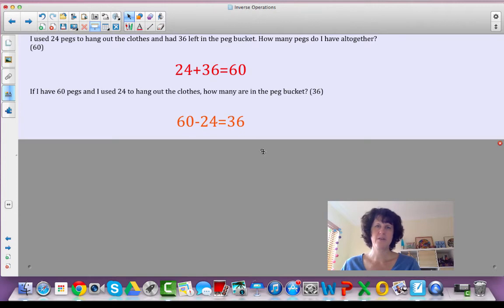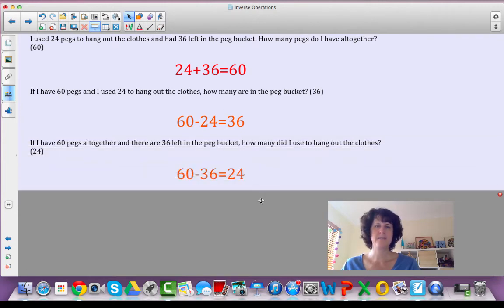So inverse operations can work a couple of different ways. Here's the one we're more familiar with. If I have 60 pegs altogether, there are 36 left in the peg bucket. How many did I use to hang out the clothes? Start with the same number, take away instead of add, and you get the number you started with.